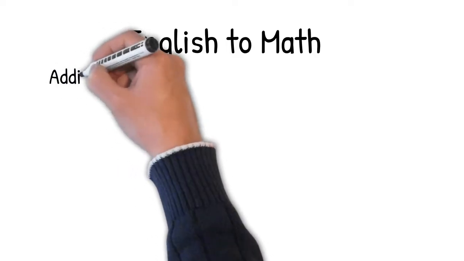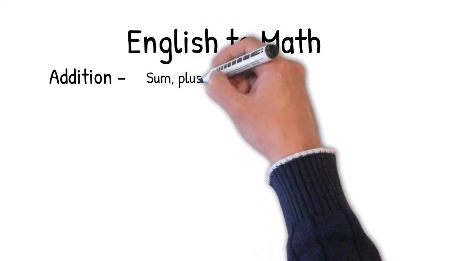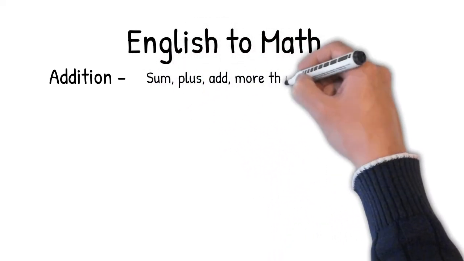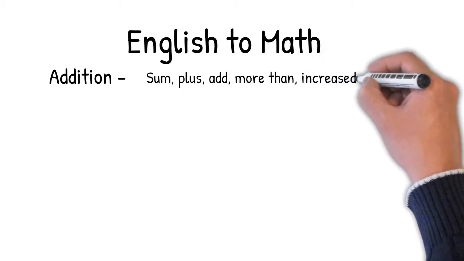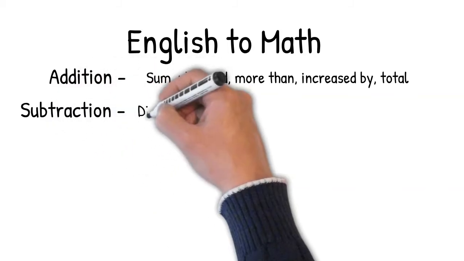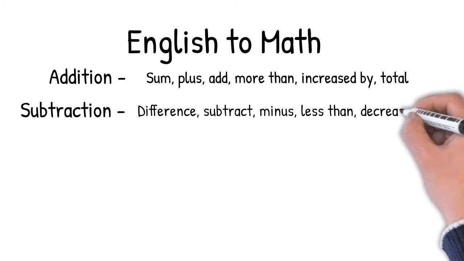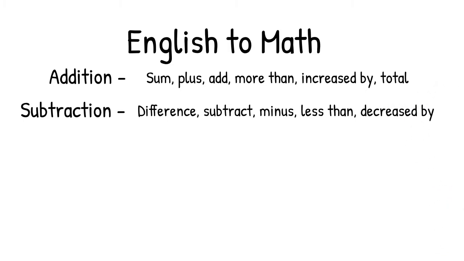Let's start with addition. Some of the key words for addition would be sum, plus, add, more than, increase by, and total. Next comes subtraction. Difference, subtract, minus, less than, decrease by, are all some of the common words that translate to subtraction. Keep in mind that order matters in subtraction. We need to be very careful that we translate subtraction in the correct order.